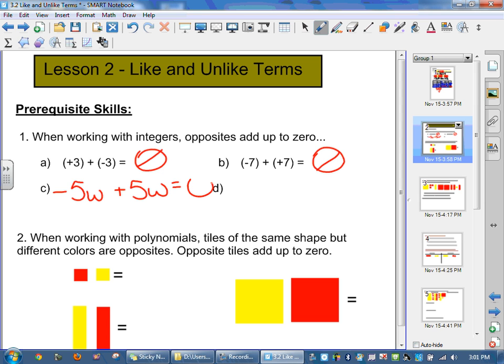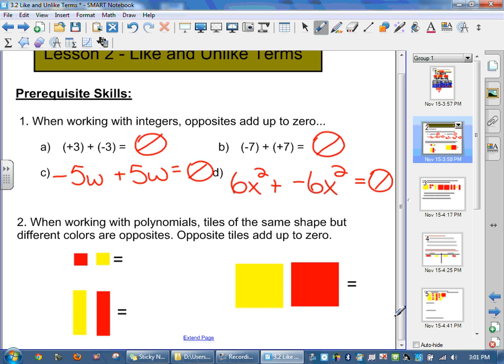0. Good. What if I have 6 x squared boxes and I add a negative 6 x squared boxes? So I have 6 red and 6 green. What do I have? 0. Good. They will all disappear. This is called making 0 pairs. So, when we work with polynomials, tiles the same shape and different colors are considered opposites.